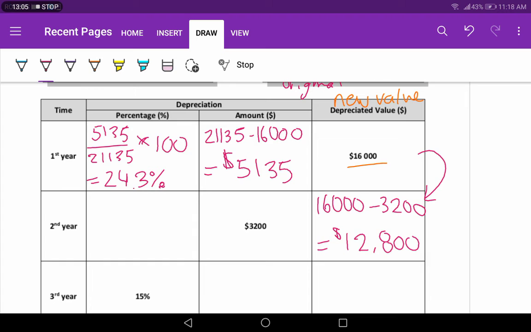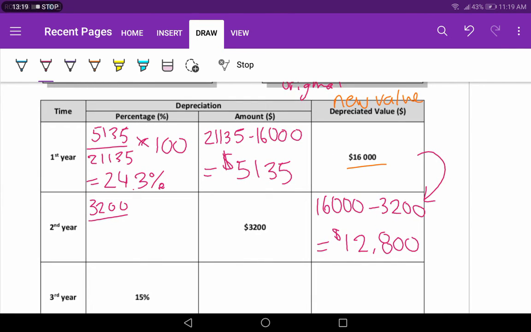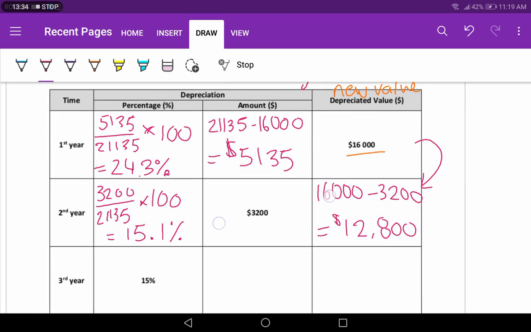And again, to figure out that percent, we take the amount we depreciated divided by the original amount, and multiply that by 100. So it has depreciated by 15.1%.